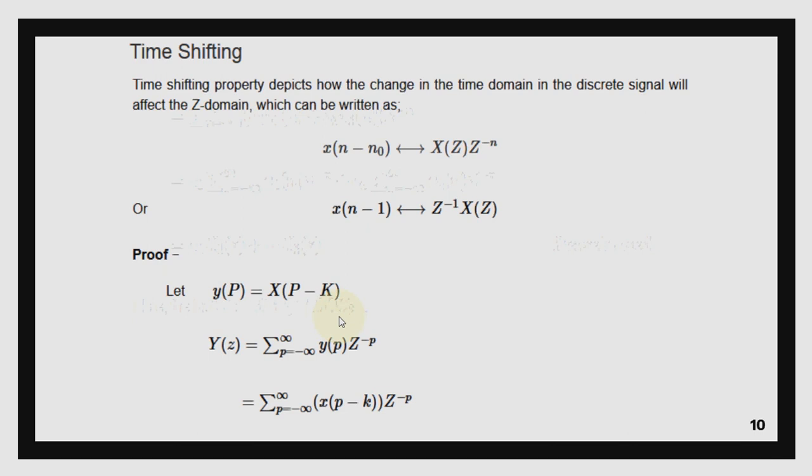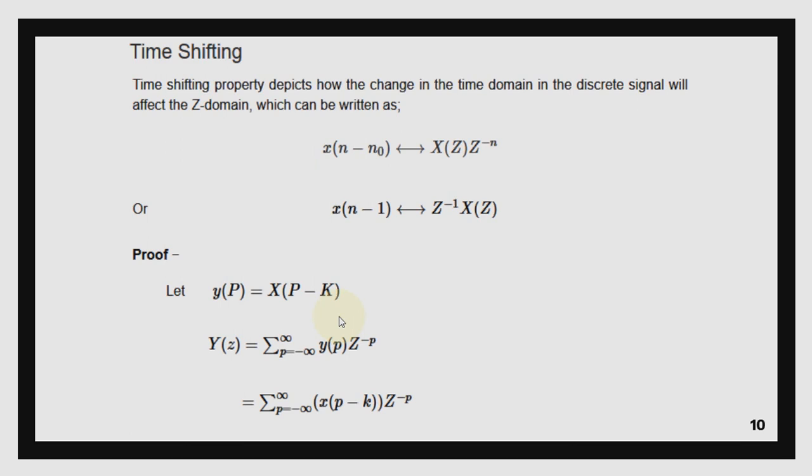Time shifting, the second property. The time shifting property depicts how a change in the time domain of the discrete signal will affect the z domain. It can be written as x of n minus n0, that is, the sequence is delayed by n0 samples. Then its Z transform becomes X of z times z raised to minus n0, or x of n minus 1 is transformed to z raised to minus 1 X of z.